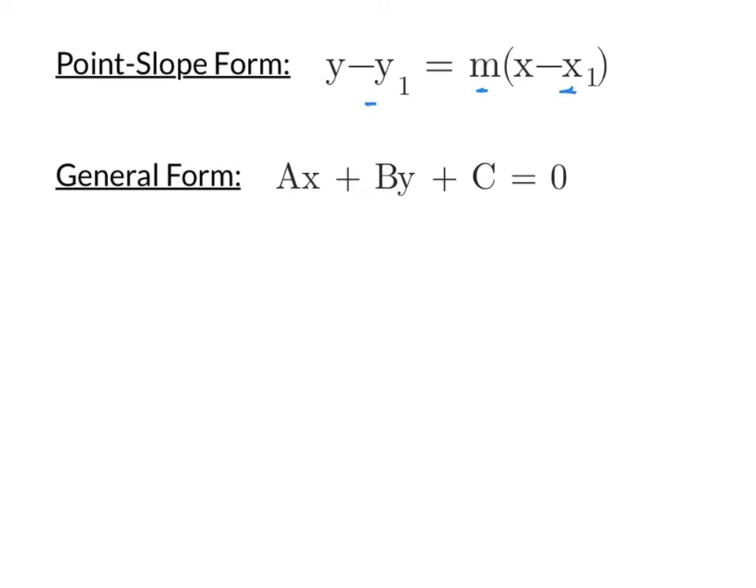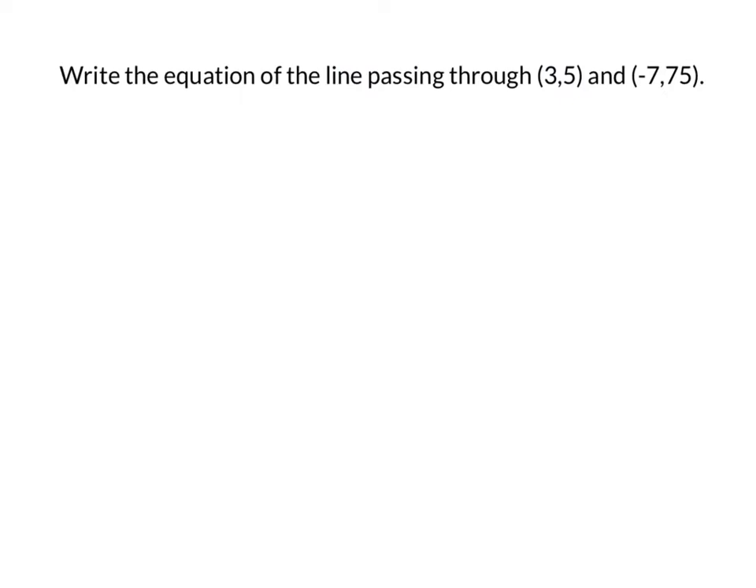The general form, ax plus by plus c equals 0, that's more for making it look pretty. You know, where a, b, and c would be nice integers, a would be positive, they wouldn't have any common factors between them. So let's say we wanted to find the equation of line passing through these 2 points, 3, 5, and negative 7, 75. Well, there's only 2 things you need to find the equation of a line. That's a point and a slope. We have 2 points, so we need to find the slope.